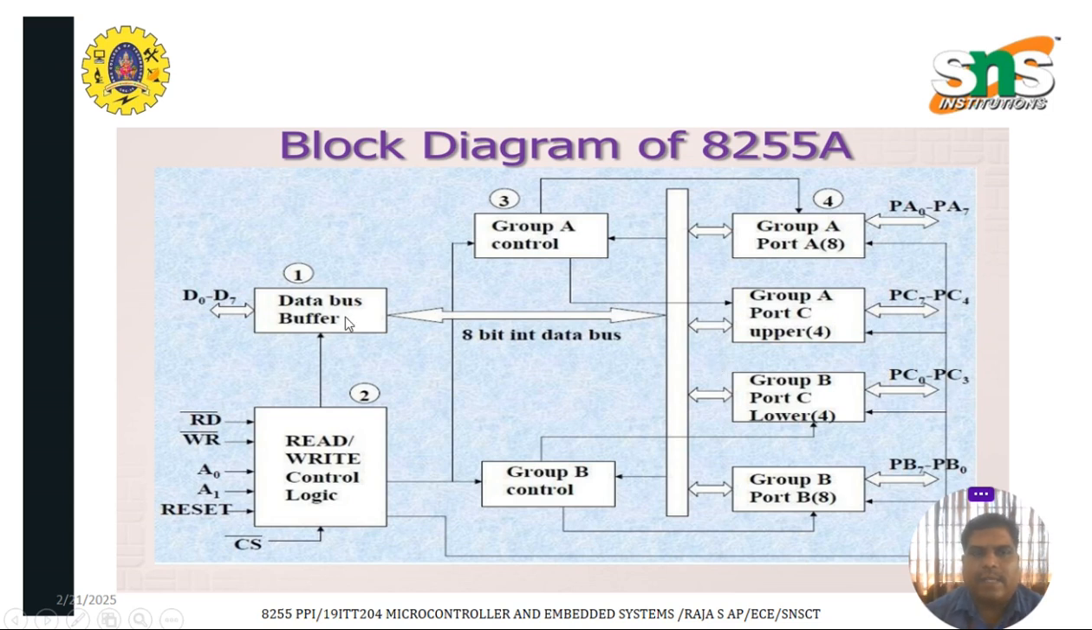So if you see this diagram, the data bus buffer is already discussed. Now I am going to discuss the purpose of this read write control logic, the purpose of group A and group B, and then how port A, port B, port C are selected based on the given condition from group A and group B. Now I will start this video.